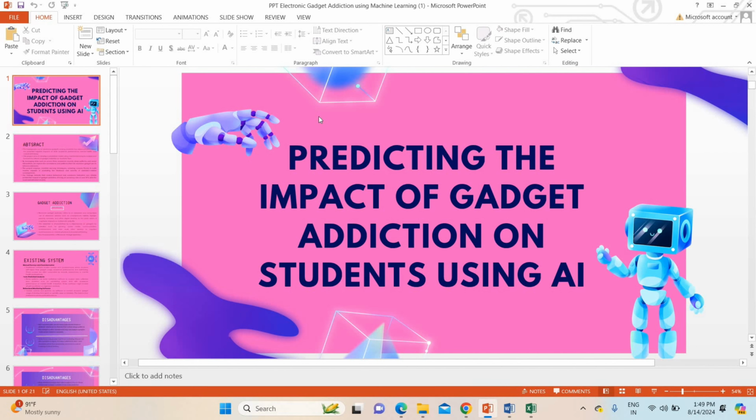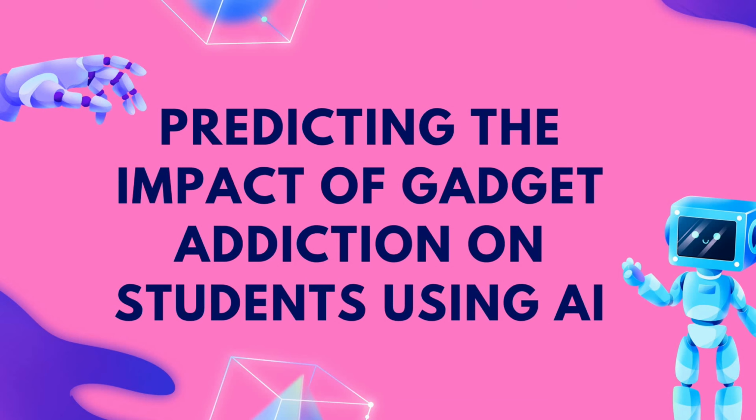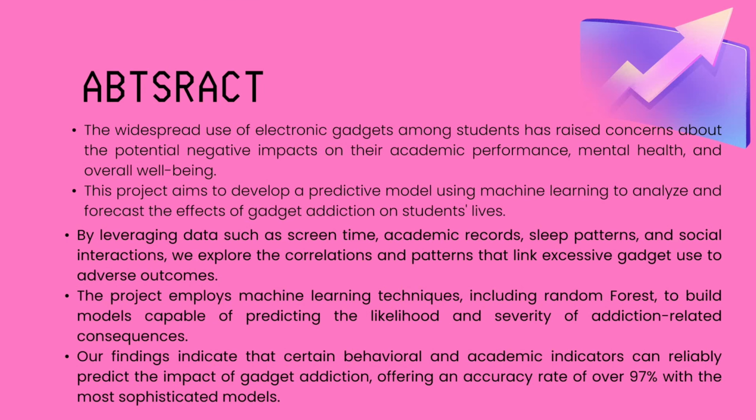So this is our presentation of our project, named Predicting the Impact of Gadget Addiction on Students using IEEE. This is our project title. In the abstract, I have given that the widespread electronic usage among students has raised concern about potential negative impact on their academic performance. Not only academic performance, their mental health is also affected due to excessive smartphone usage. This project mainly aims to develop a predictive model which can analyze and find out how much addiction they have on electronic gadgets.